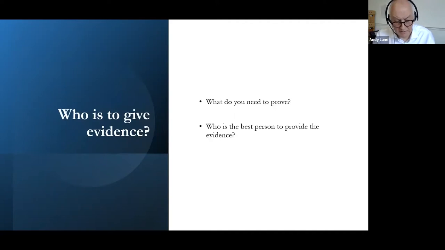So who is to give evidence? With the evidence, the question is what do you want to prove? The main areas here are that the property needs to be tenanted by the tenant and used as their main or principal home. And also, do we need to show the profit as well? We'll talk about this going through the slides. And who is the best person to give evidence?